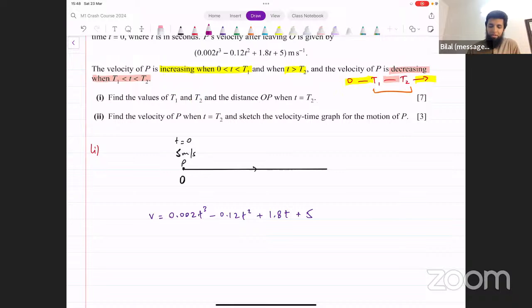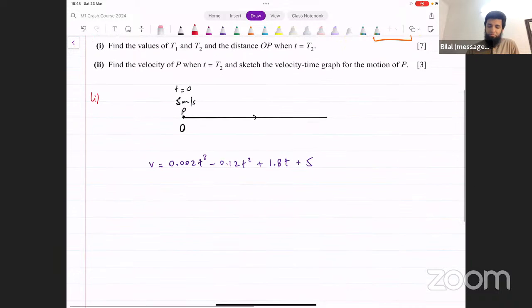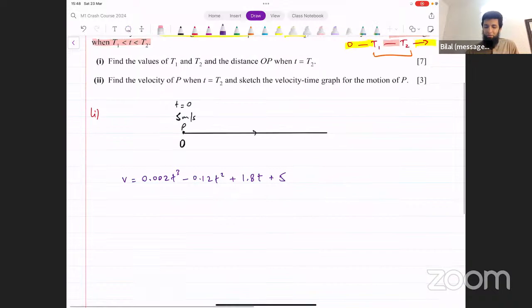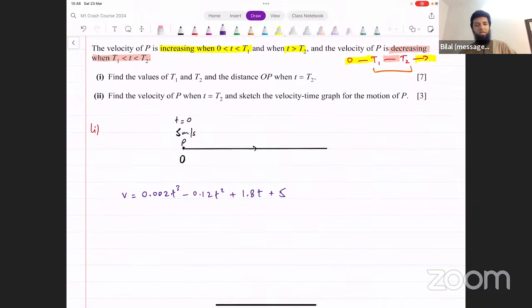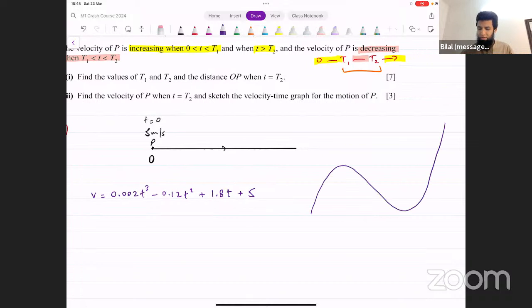All right, now how do we understand this? Let's think about this. Now notice it's a cubic function, right? It's a cubic function. And what they're saying is the velocity is increasing first, and then it's decreasing, and then it's increasing. So it's going to look like this. It's something like this, right? It's increasing, and then it's decreasing, and then it's increasing again, right? That is what is happening. The velocity increases, then decreases, and then increases again.